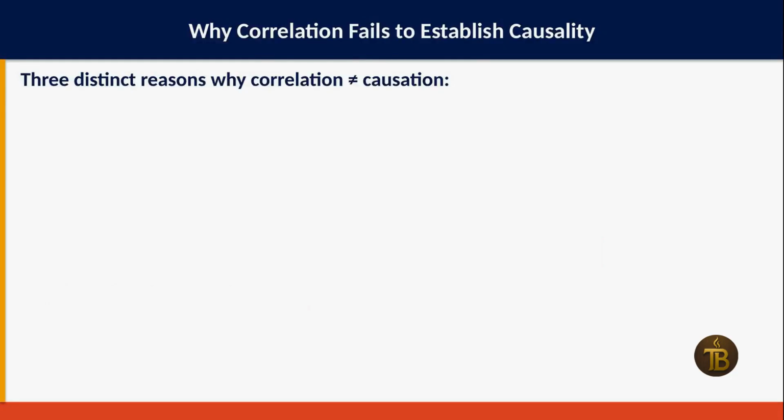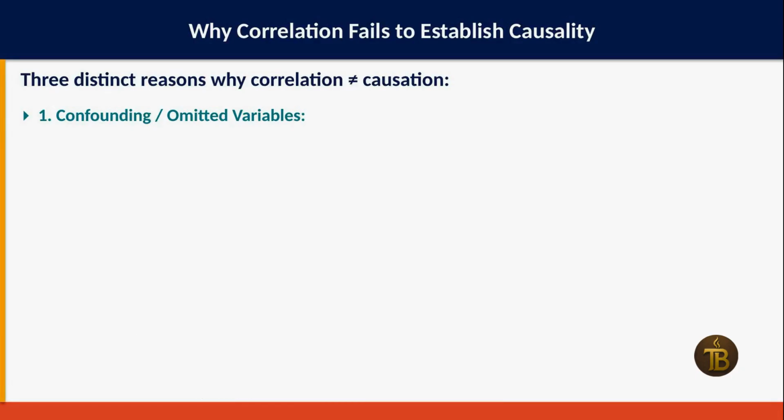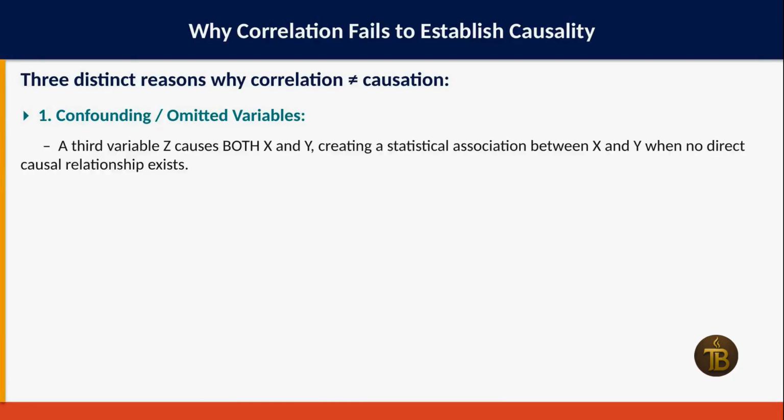So why exactly does correlation fail to establish causality? There are three distinct reasons. First is confounding or omitted variables. This happens when some third variable z causes both x and y, creating a statistical association between them, even though x has no direct causal effect on y at all.